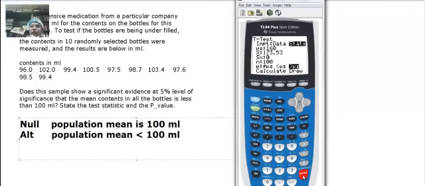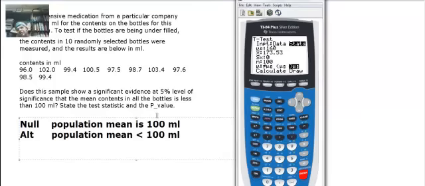Now, here we will go differently because we don't have the summary stats. We are just given a bunch of numbers, right? So what we will do is, and it might have been a good idea to look at a box plot first, to see if there is any strong skewness, all right?